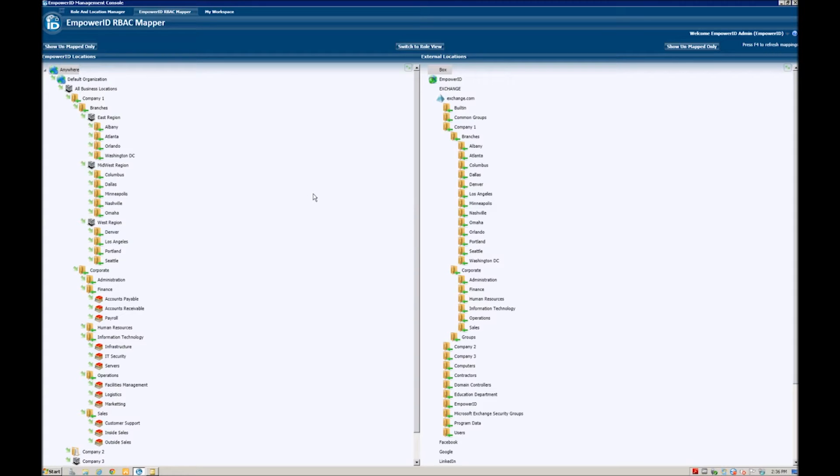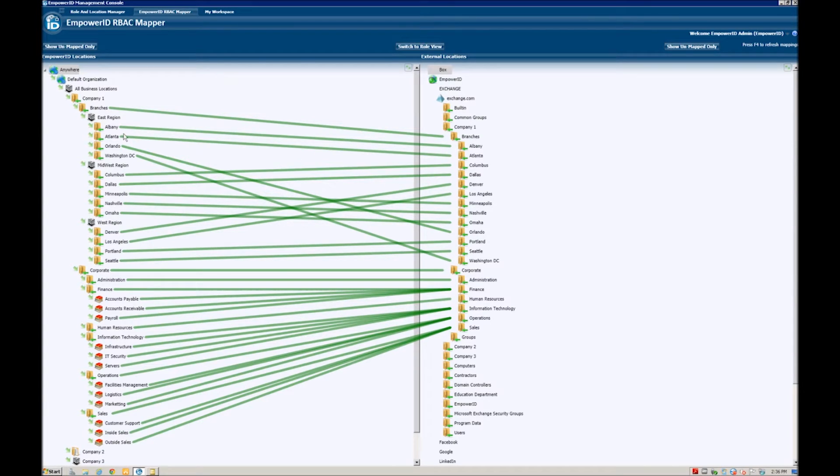If we look at the mappings that I've created here, we can see that we have a one-to-one mapping of our branches into their branch locations, so that if we create a person in this particular location, we can use this mapping to determine where to place the Active Directory OU, or the Active Directory account into which OU.